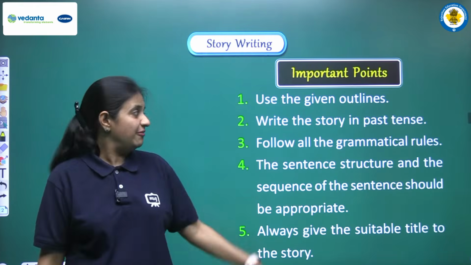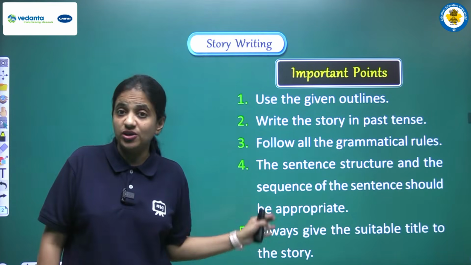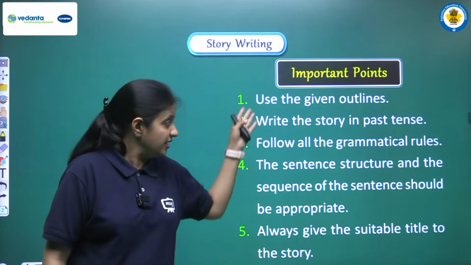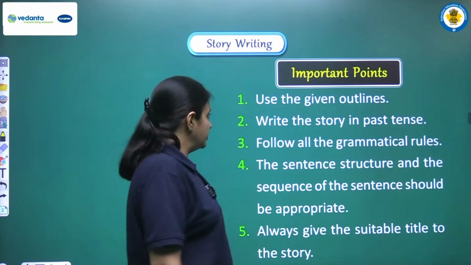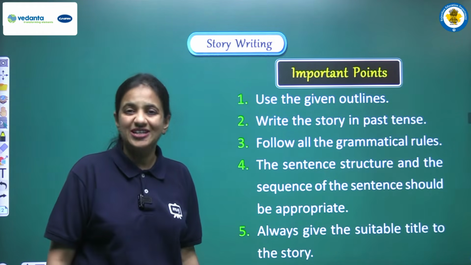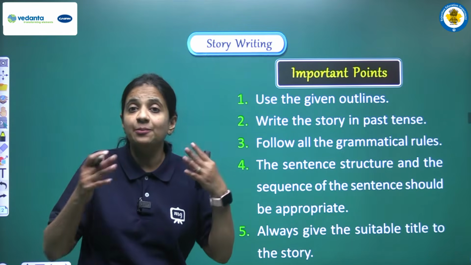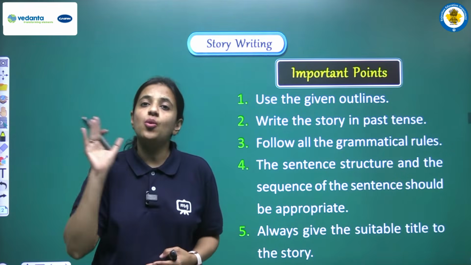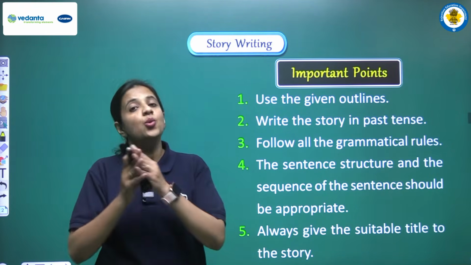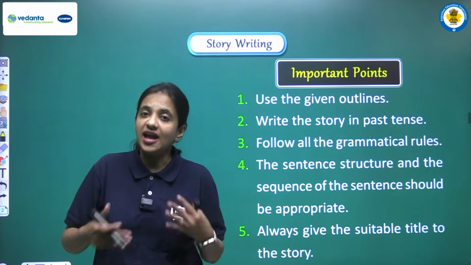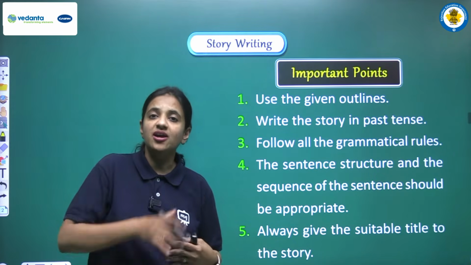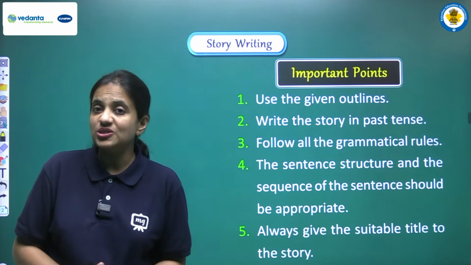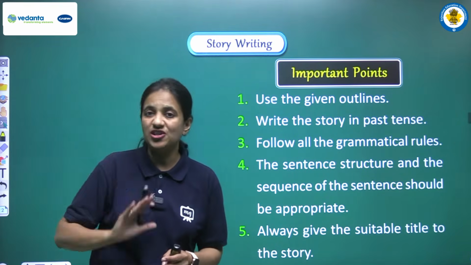Okay, so now we have some of the important points that we have to take care of while writing a story. So let's consider all the important points. The first one is use the given outline. First of all we have to read the complete outlines that are given to us, and we have to use those outlines while writing our story. Why? Because all the outlines guide us to make a perfect sequence of the story. So always use the outlines that are given to you in your question paper.